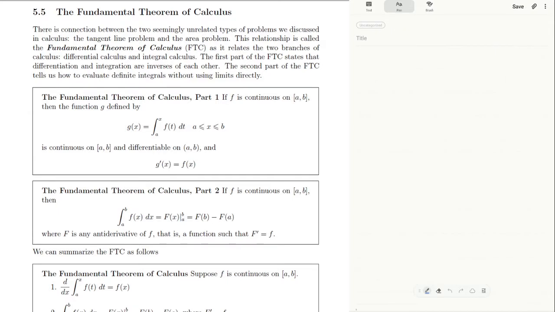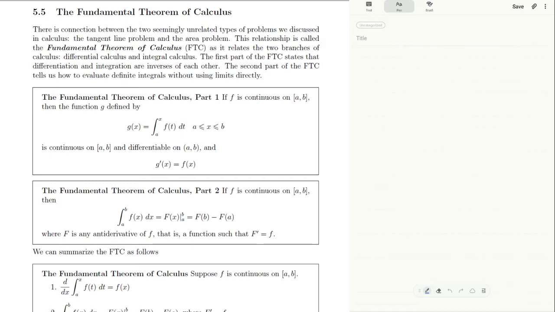Hello everyone, welcome back. In this video, we're going to talk about the connection between the two branches of calculus, and this is called the fundamental theorem of calculus. Now, the first part of the theorem states that the operations of differentiation and integration are inverses of each other. Now, the second part will enable us to evaluate definite integrals without needing to use limits. So let's have a look at the statement of the theorem.